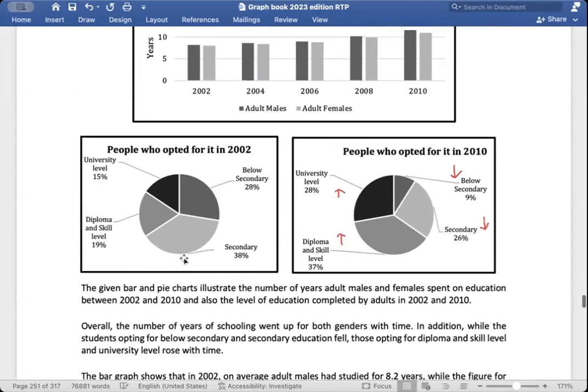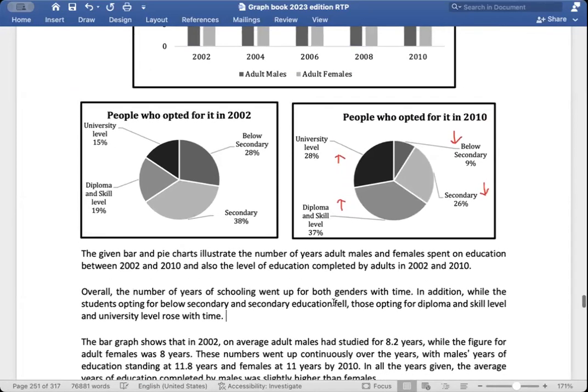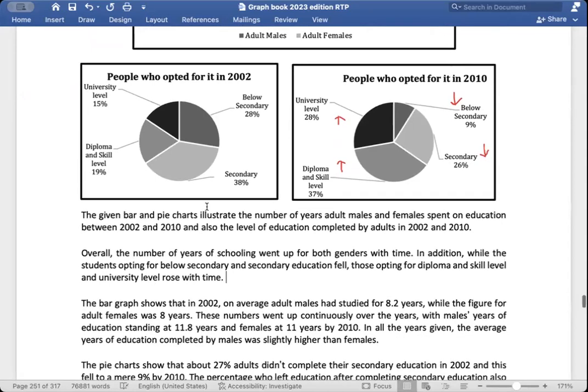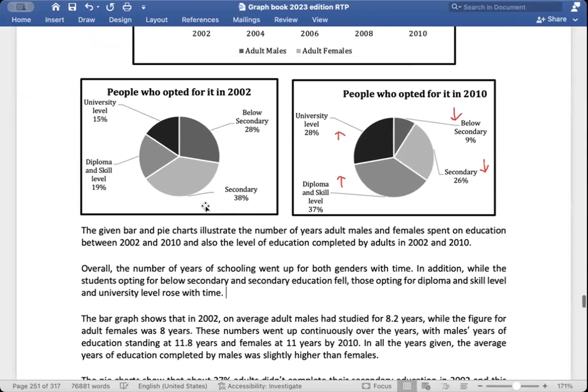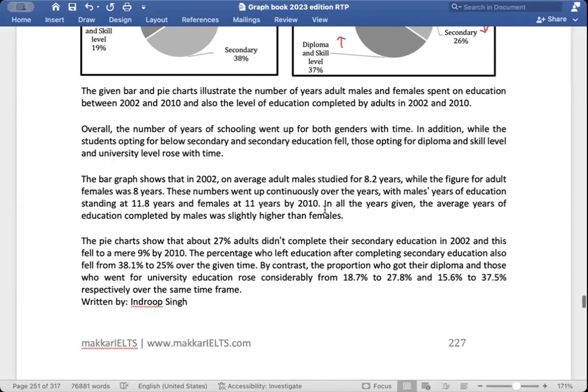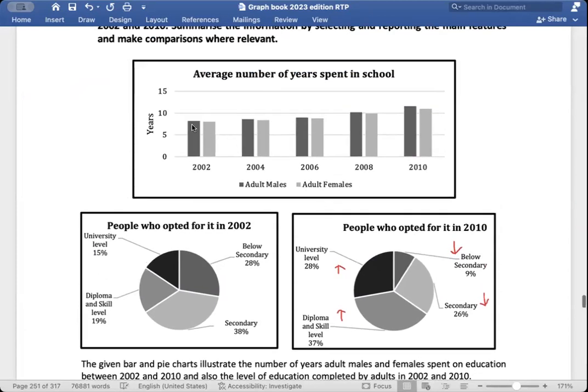The bar graph shows that in 2002, on average, adult males had studied for 8.2 years, while the figure for adult females was 8 years. So in 2002, adult males studied for 8.2 while the figure for adult females was 8 years. So it is 8.2 and this is 8. Very similar, you can say almost same.